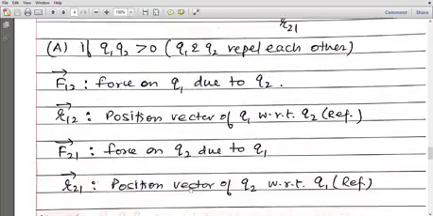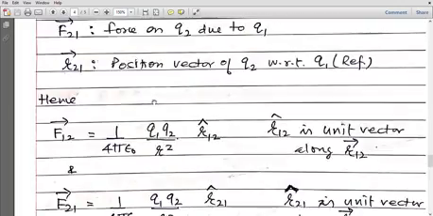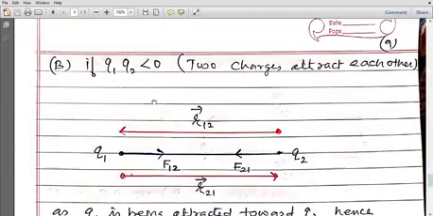So this was the case when Q1 into Q2 is greater than 0, which means both are repelling each other. Now, the second case arises when Q1 into Q2 is less than 0. It means the two charges attract each other, because now their polarities are opposite. So the direction of force gets reversed. This is charge Q1, this is charge Q2. Q1 is being attracted by Q2. Similarly, Q2 is being attracted by Q1. So this is the direction of F12, this is the direction of F21.